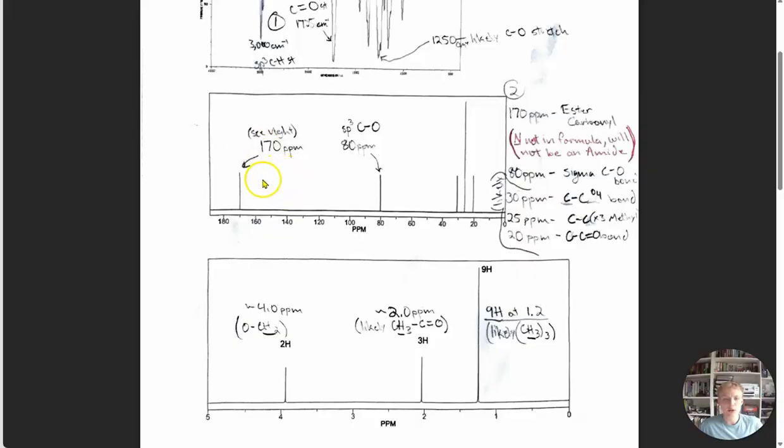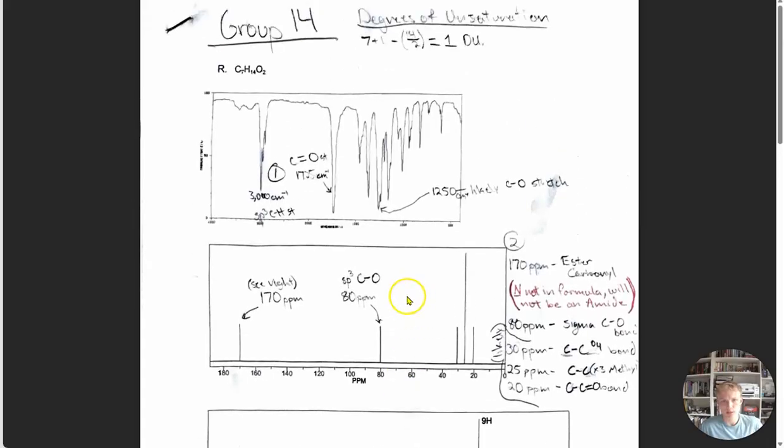Now we go to the CNMR table. We notice peaks at 170 ppm, likely from the carbonyl. We see a peak at 80 ppm from the C-O bond. We don't have any alkyl halides present in the compound, and we don't have any nitrogen. So we can assume this is the C-O bond here.